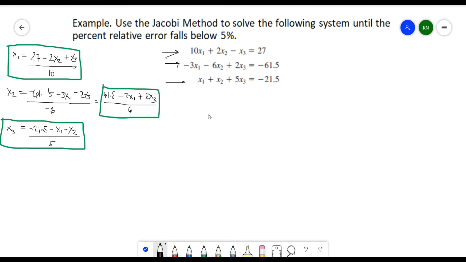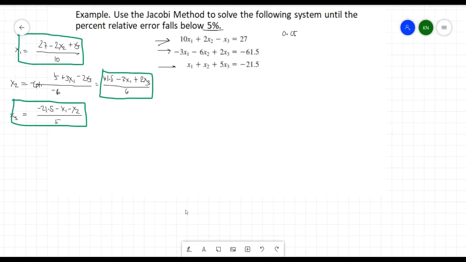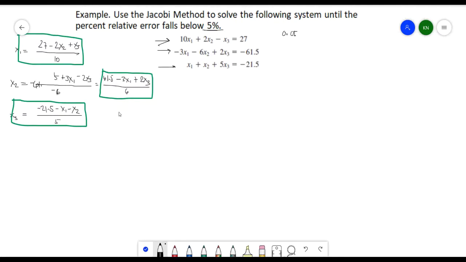We still have 5% as our relative error, which is equivalent to 0.05. Meaning our relative error must not be greater than or equal to 0.05. It should always be less than 0.05. So we can have here our n, the number of iterations, or the k. Let's just use this one as k.